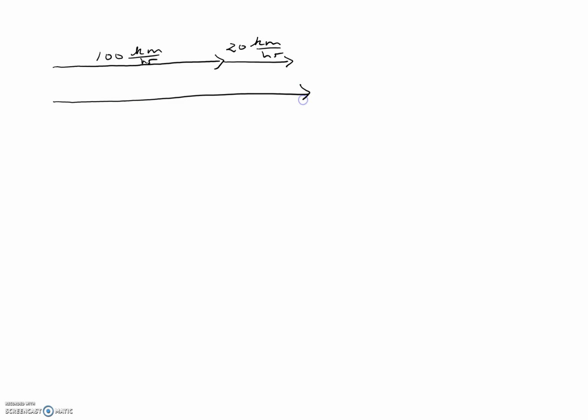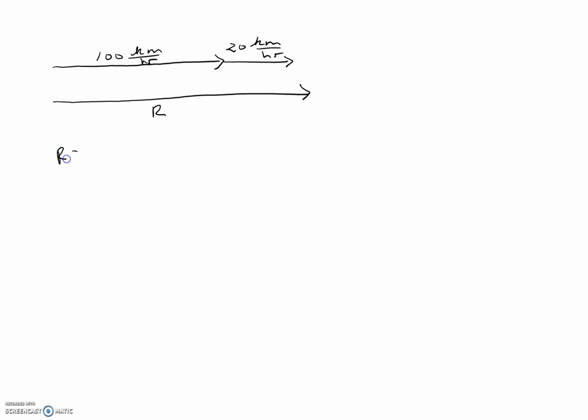So let's say that we've got our plane traveling in the eastward direction at 100 kilometers per hour, and it has a tailwind of 20 kilometers per hour. Well, a tailwind is going to be going in the same direction. So we've got an additional 20 kilometers per hour. We want to find out what our resultant vector is. And in this case, because both vectors are going in the same direction, our resultant vector is going to be the sum of the two.